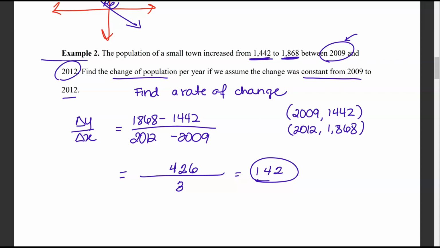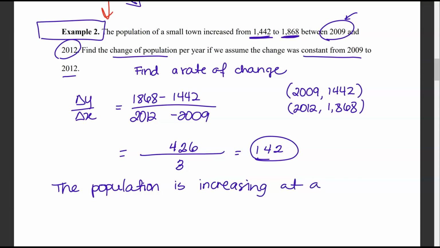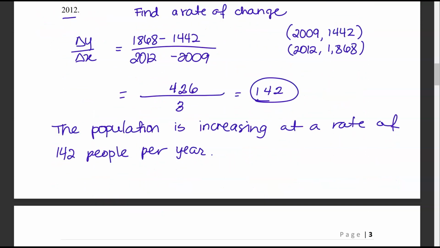But now, because our problem was in words, our answer should be in words. So what does this mean? This means that the population is increasing at a rate of 142 people per year. Okay. All right.